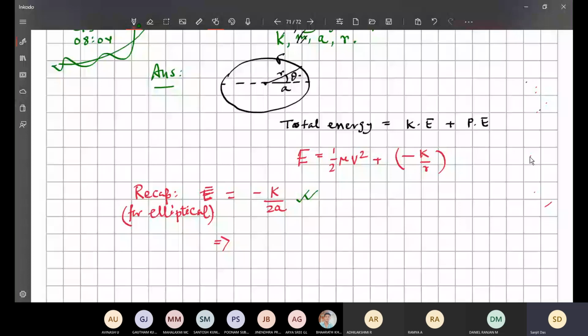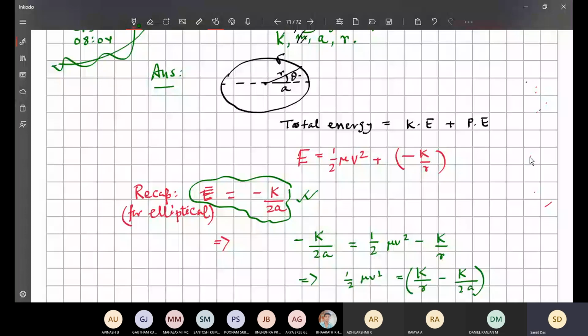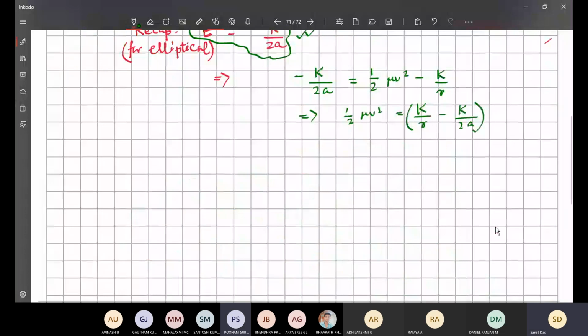So minus capital K by 2a is equal to half v square minus k by r. So it will be what? Half mu v square is equal to k by r minus k by 2a. Is it correct? Is it okay? Yes, sir. So v square is equal to 2 by mu times k by r minus k by 2a.